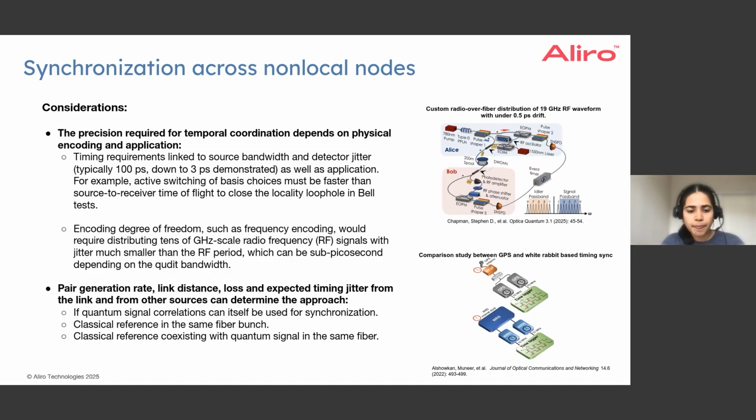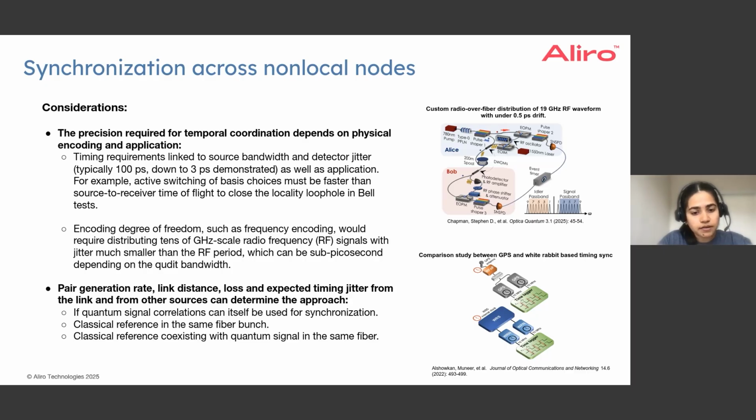on the qubit bandwidth. In the case of polarization encoding, the requirements are typically less extreme but still tied to source bandwidth and detector jitter, and often the jitter in the detectors will be around 100 picoseconds down to 3 picoseconds, depending on the demonstration of the detectors that have been used so far. The application also plays a vital role here. For example, in a Bell test, active basis switching must occur faster than the time of flight of the photon between the nodes so that the locality loophole is closed.